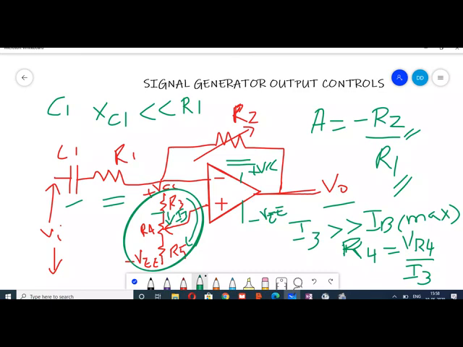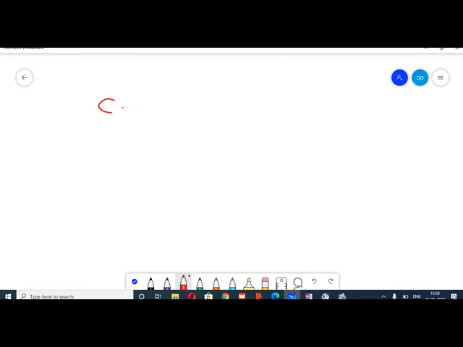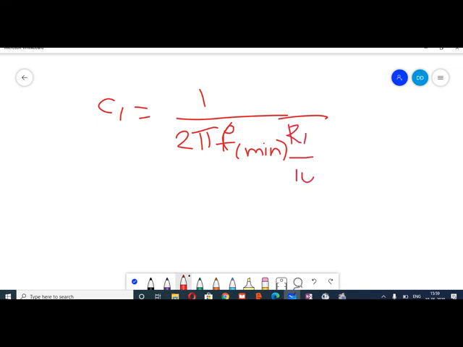The capacitive reactance XC1 should be very much less than the resistor R1. So the capacitor C1 can be calculated by C1 is equal to 1 by 2 pi F minimum into R1 by 10. This is how we calculate the value of the capacitor. So by using an op-amp, we can generate different types of signals along with different amplitudes.